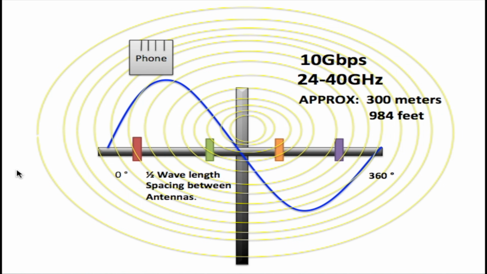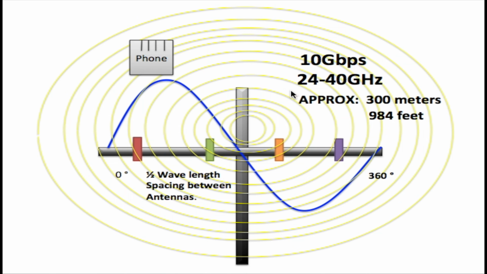Now this is an example of a base station. In this base station we have 4 MIMO antennas erected. These MIMO antennas are half a wavelength apart, and they're transmitting to this phone that's within the cell. The maximum data rate this phone could get is 10 gigabits per second because it's using 5G's highest frequency range. So the data rate is very high, but the distance of transmission is very low because these high data rates use millimeter waves, which are very short waves. The distance of transmission is only 300 meters or 984 feet.